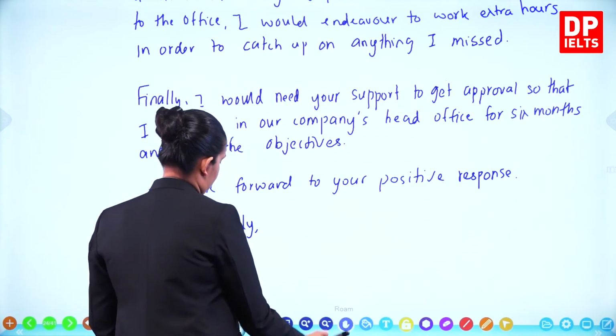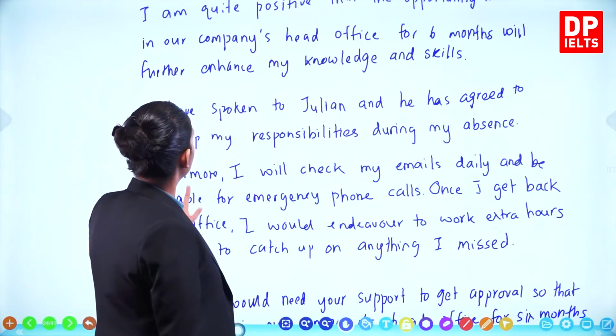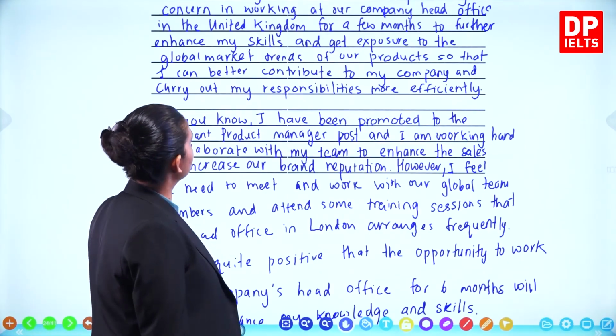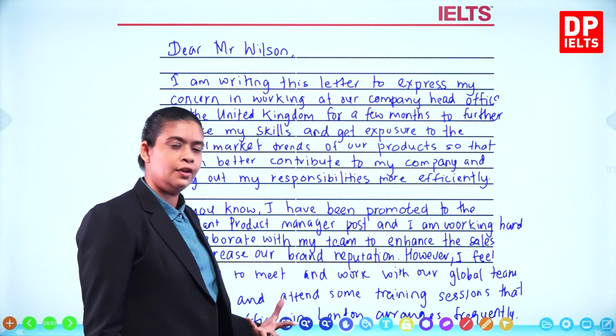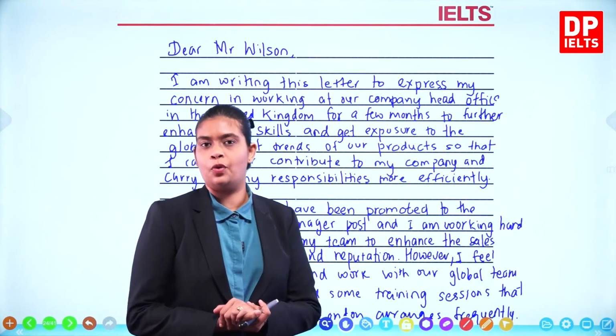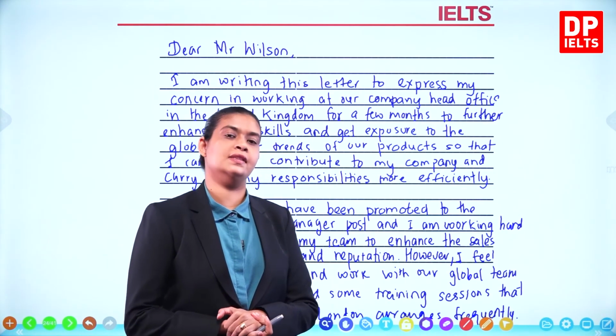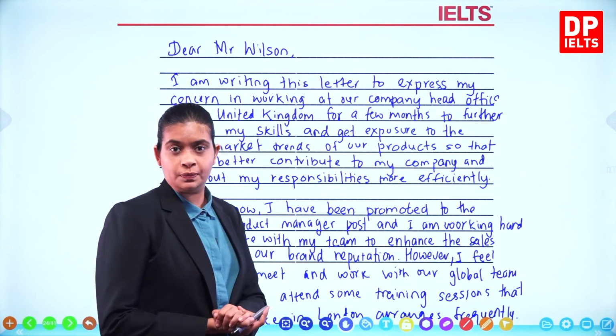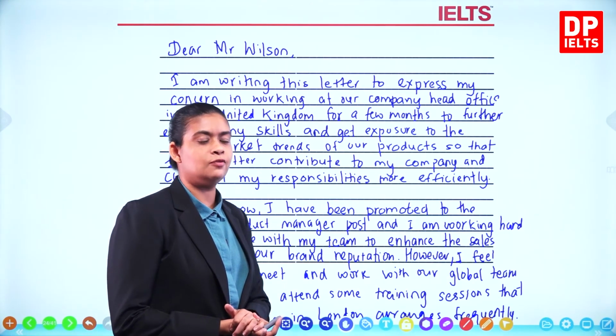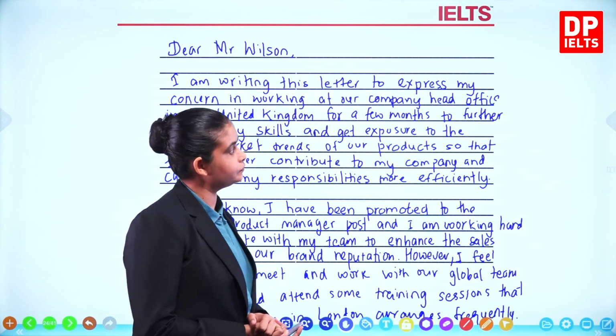William Smith. Okay, so here you have written to your boss, Mr. Wilson, about requesting to work 6 months abroad in your head office to get the necessary skills and exposure, right? So I have written it in 3 body paras. You can go through it and write a similar answer.